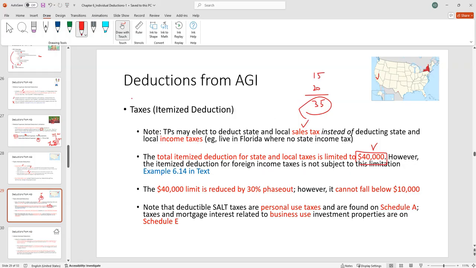This is the big one, taxes. If there's going to be one that takes you over the hump and lets you itemize, typically it's going to be taxes. Do have to be careful, right, because we're talking about personal use taxes here. So taxes, for example, on your home. If it was taxes on a rental property you owned, that would go on Schedule E as an expense there.